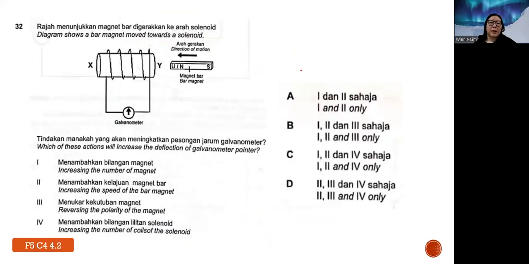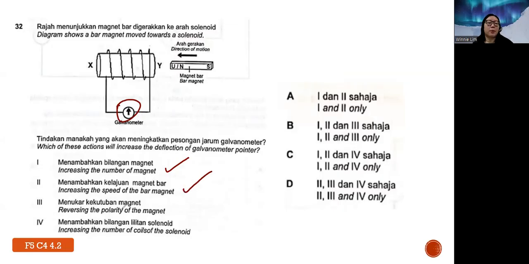32. Diagram shows a bar magnet moving towards a solenoid. Which of these actions will increase the deflection of the galvanometer pointer? This refers to Faraday's law. The more the cutting of magnetic flux, the higher the current induced. So how can you make more current induced? Increase the number of magnets, correct, because that increases the strength of the magnet, so more magnetic field is being cut. Then increase the speed, yes, also, because you have more cutting.